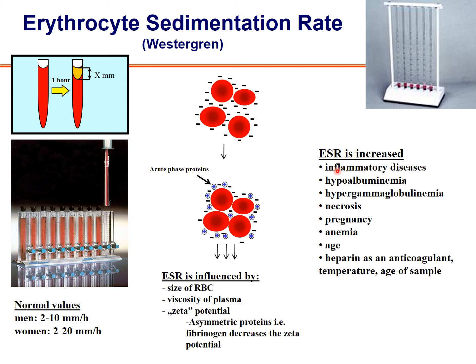Now what can alter the ESR? First of all, inflammatory diseases, hypoalbuminemia, hyperglobulinemia, necrosis, pregnancy, tumor, anemia, age, usually it increases with age, or heparin as an anticoagulant, temperature, and age of the sample. So this is why you have to measure the samples immediately. You cannot let the samples stay too long, because that's going to increase or alter the sedimentation rate.